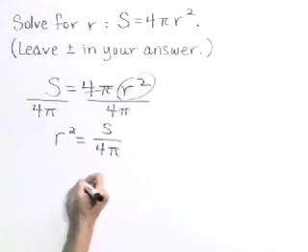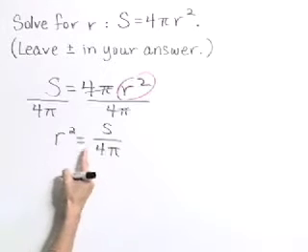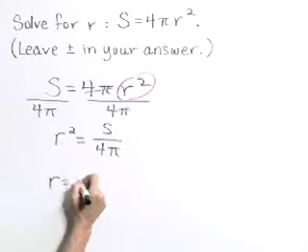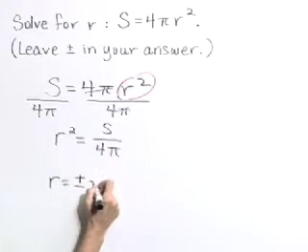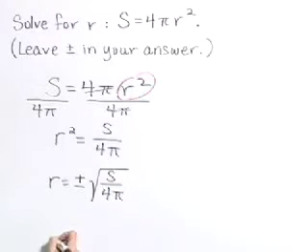4 pi. Now we want to take the square root of both sides to get r by itself and consider both our plus and minus, our positive and negative roots. So r is equal to plus or minus the square root of s over 4 pi.